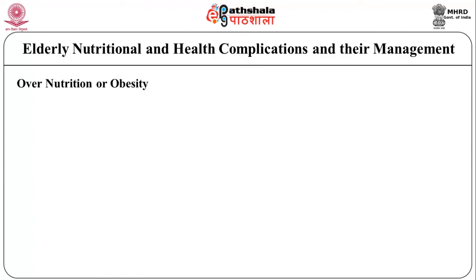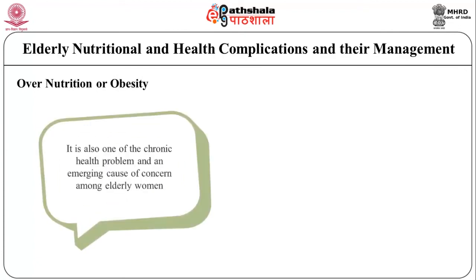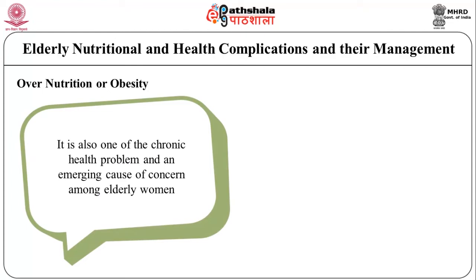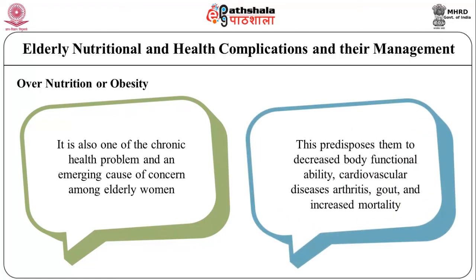The next could be overnutrition or obesity, which is also one of the chronic health problems and an emerging cause of concern among elderly women. This predisposes them to decreased functional ability, cardiovascular disease, arthritis, gout, and increased mortality.